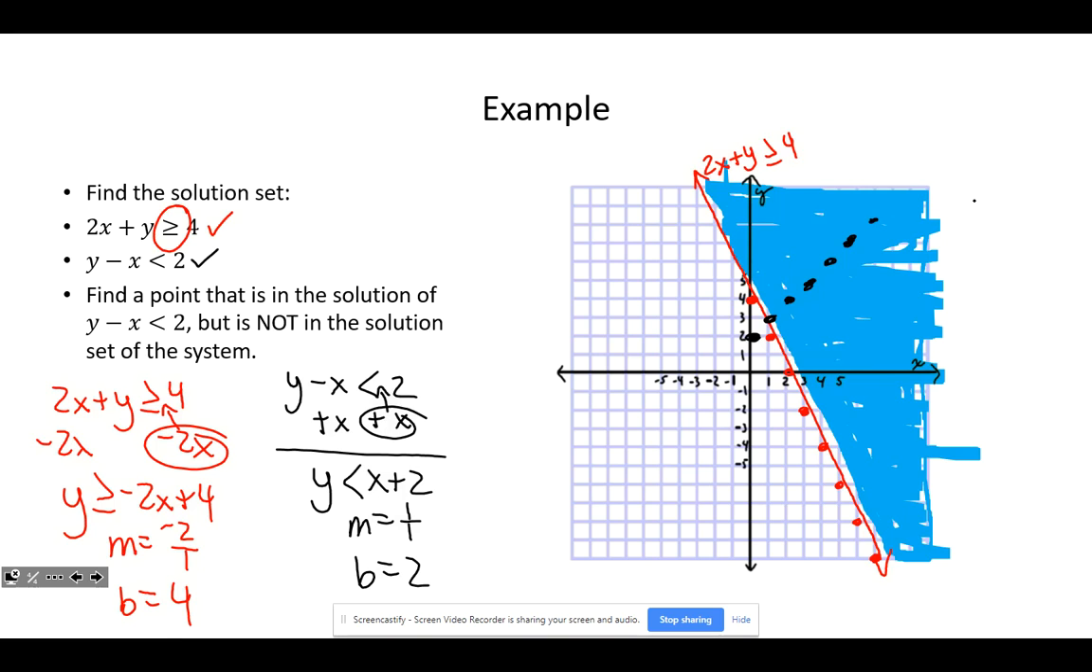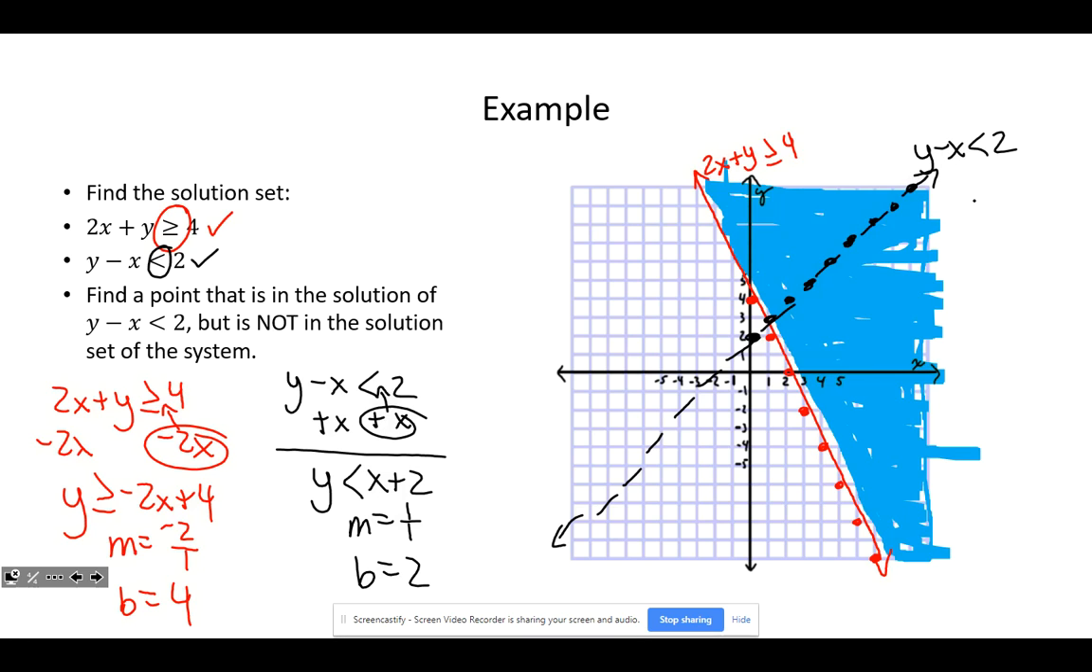Fortunately, my blue highlighter makes this a little difficult to see, but this sign here will tell me to do a dashed line. So I'll be doing a dashed line all the way throughout. Again, please make sure you're using a ruler for yours. It's tough for me to do that on the smartboard. Label it with the original.